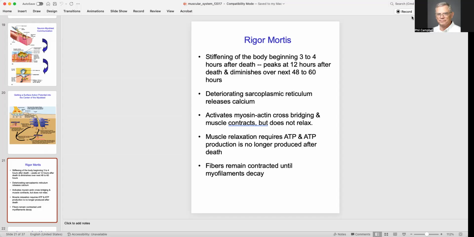Now, we cannot have relaxation because of two things. Number one, you no longer have a functional sarcoplasmic reticulum. So all those holes are permanently there. Oh, and even if it wasn't, you're dead. There's no more ATP, so I can't pump it back in, even if I had a working sarcoplasmic reticulum.